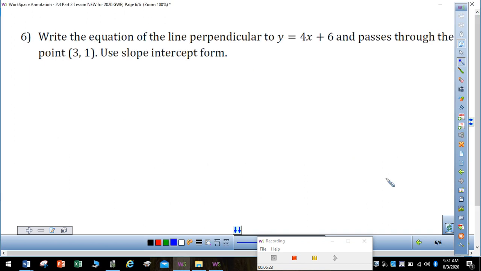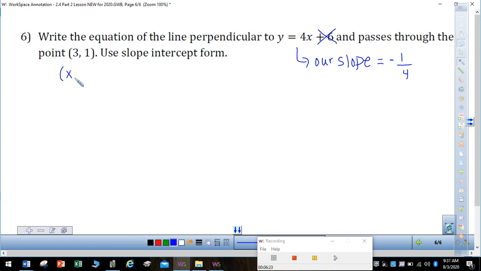Write the equation of the line perpendicular to y equals 4x plus 6 and passes through the point 3, 1. This time we're going to write the answer in slope-intercept form. All right, so let's start by looking at the equation they gave us. The slope of that line is 4. So our slope is perpendicular. It's going to be the negative reciprocal. So the reciprocal of 4 over 1 is 1 over 4, and we're going to make it negative. Cross out that plus 6. We don't need to do anything with that.